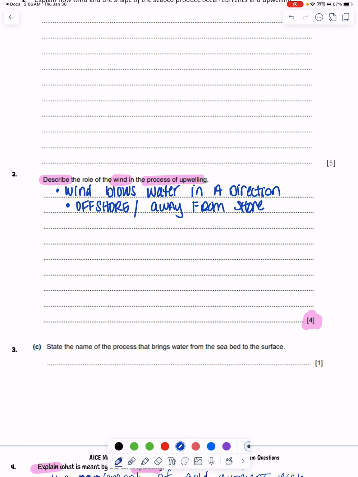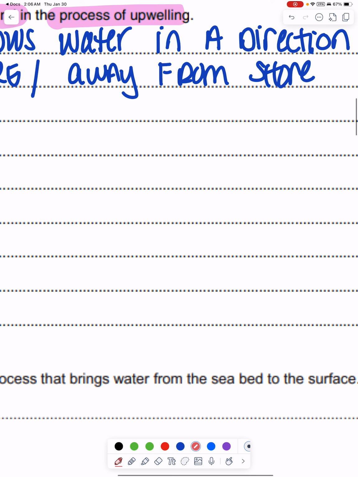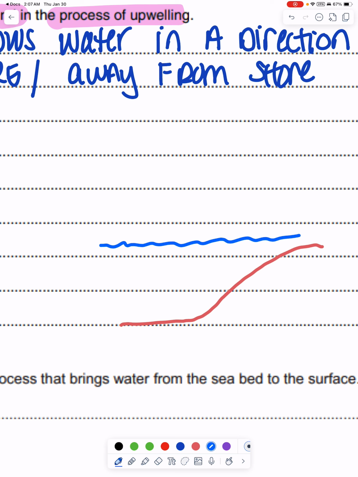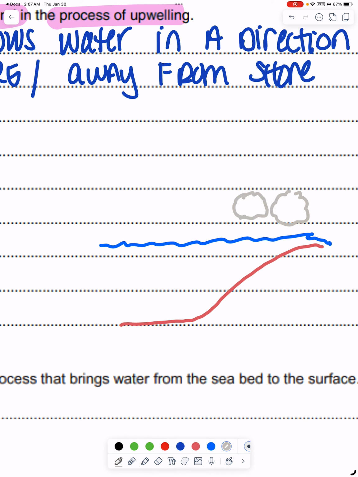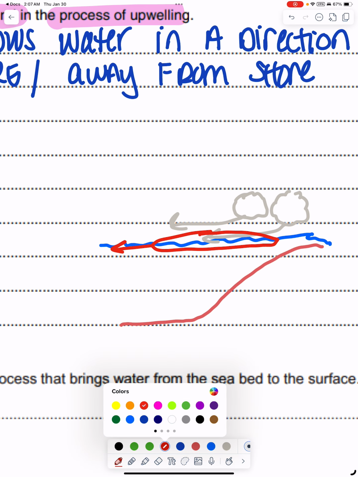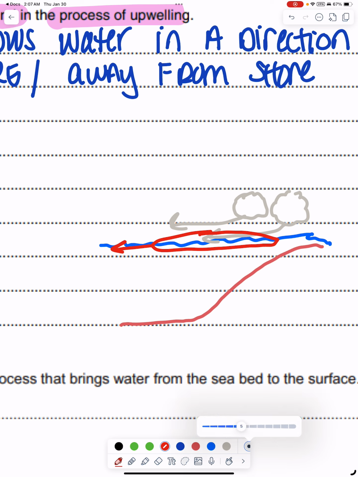And then what's going to happen when that occurs? So we'll zoom in here. All right, so this is our ocean. And then we're going to have the wind blowing water, and it's going to actually move like this top surface layer away. And what gets created there is going to be an area of low air pressure. My bad, low water pressure.